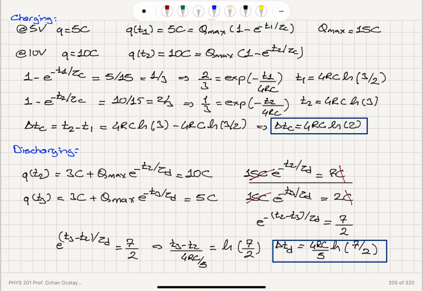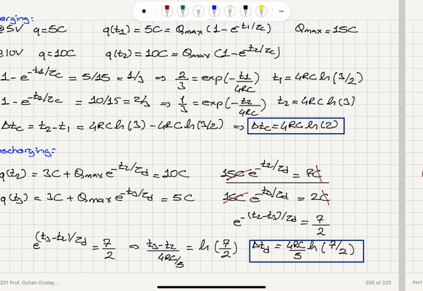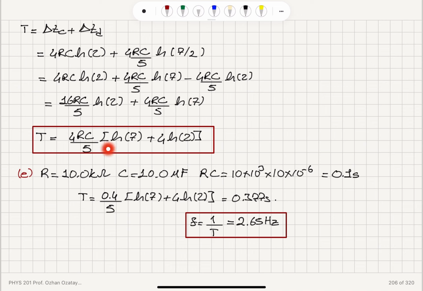During the discharge process, at time t is equal to t2, I must have 10C, and at time t is equal to t3, I must have 5C. I'm going back from 10 volts to 5 volts. The charge goes from 10C to 5C. I see that the time that elapses is 4RC over 5, natural logarithm 7 over 2. If I add these two, I find the period. I started at 5, I went to 10, and then I went back from 10 to 5.